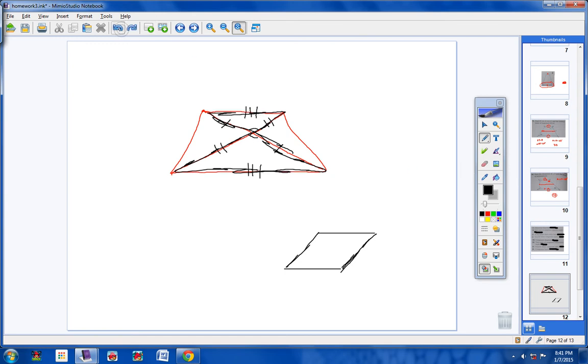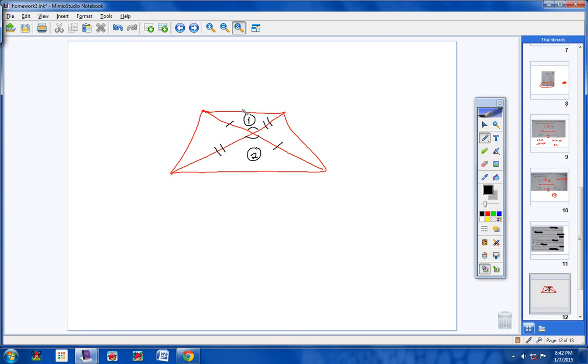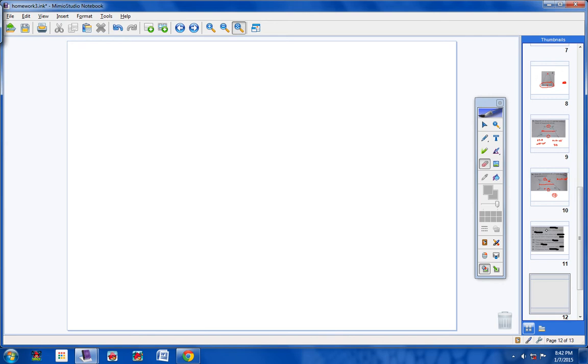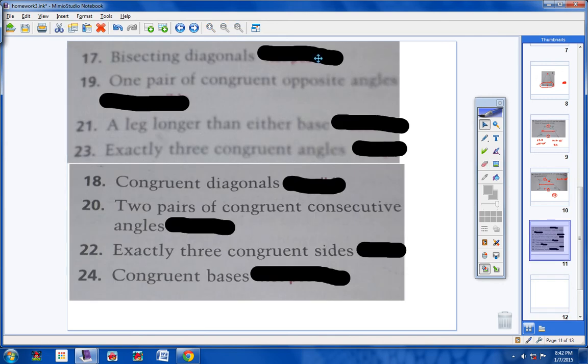Let me go over this again real quick. Diagonals cannot bisect each other because in a trapezoid, if they did, this would be congruent to this, and this would be congruent to this. We know this angle is congruent to this angle because vertical angles are congruent. You've got side-angle-side congruent to side-angle-side. That means this triangle here with the 1 in it is congruent to this triangle here, and that means this side here is congruent to this side here, and that's impossible. You cannot have congruent bases. So no, it is not possible to have a trapezoid that has bisecting diagonals.